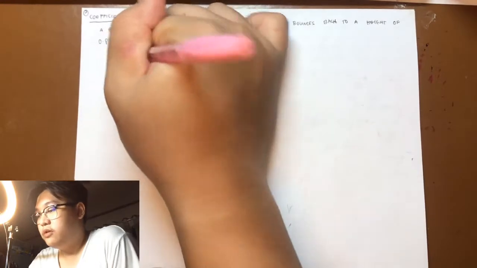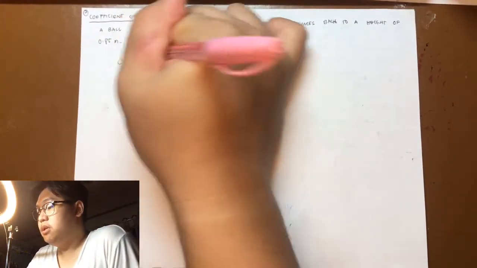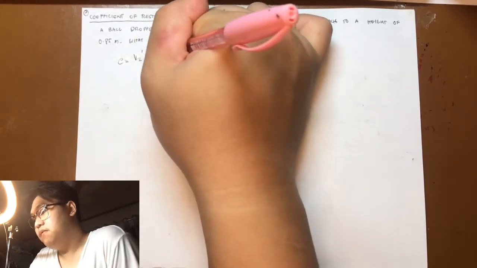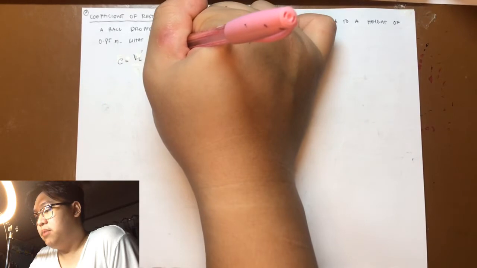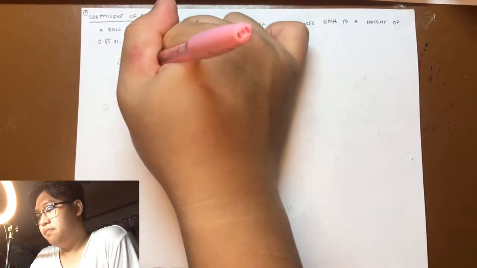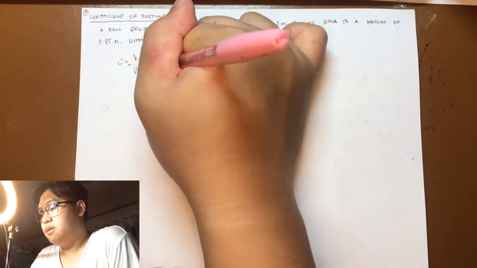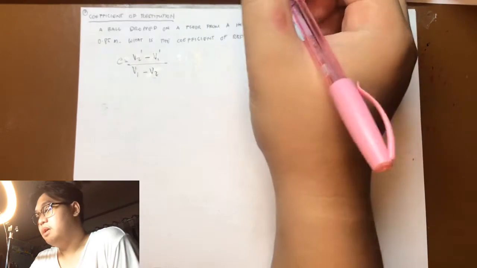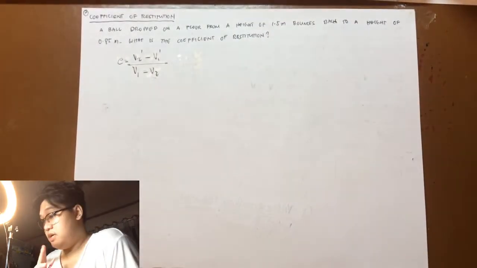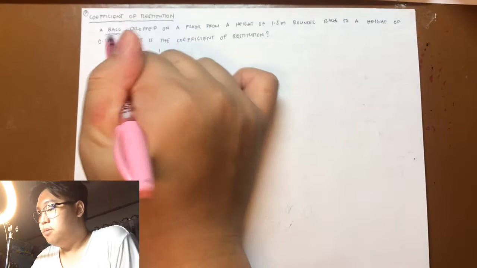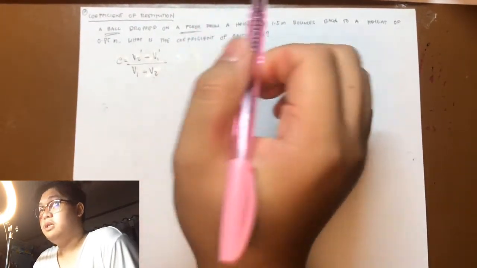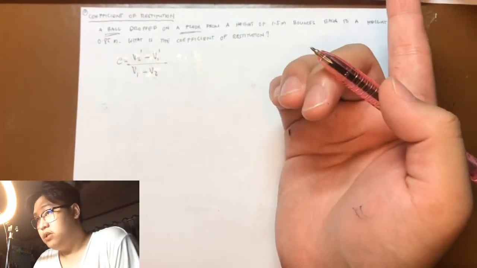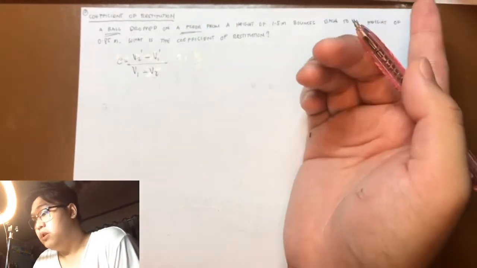Ang formula ng coefficient of restitution is equal siya sa V2 prime minus V1 prime, over V1 minus V2, or yung kanilang initial velocity. Dalawa yung nasa problem, yung una ball and yung isa floor. Yung floor natin hindi gumagalaw, ibig sabihin ang kanyang initial velocity and final velocity is equal to 0.